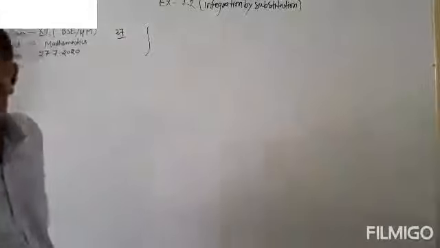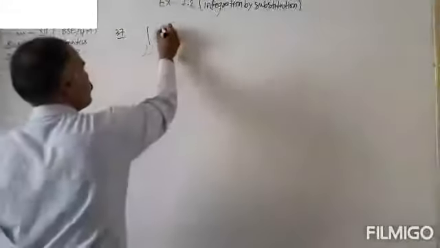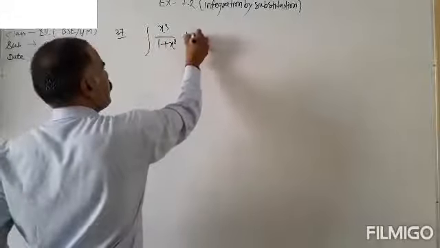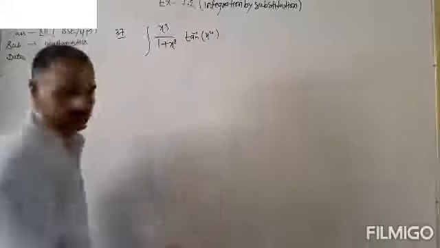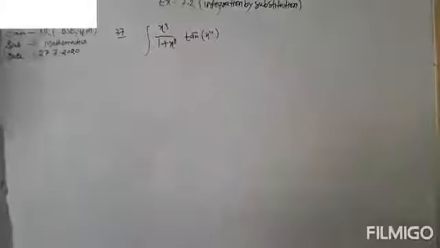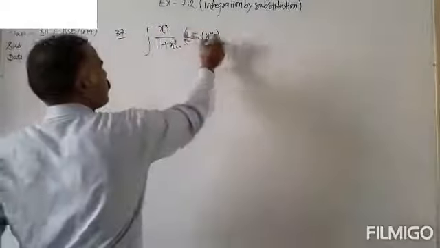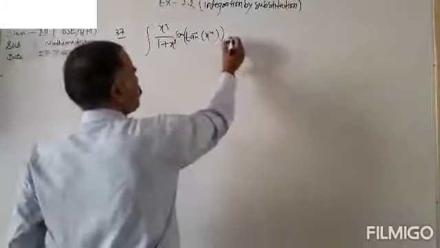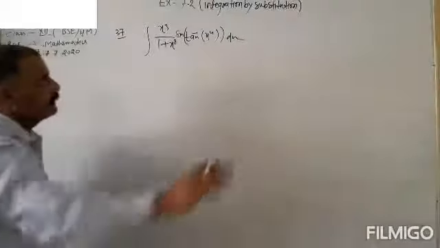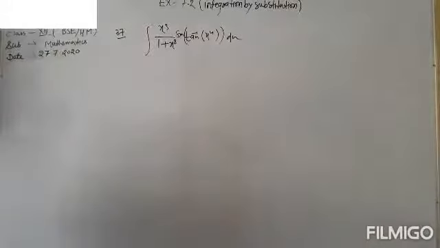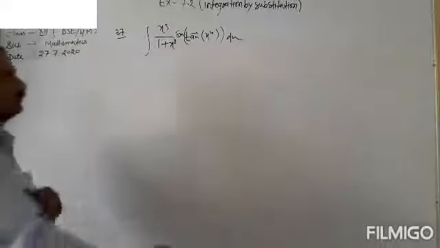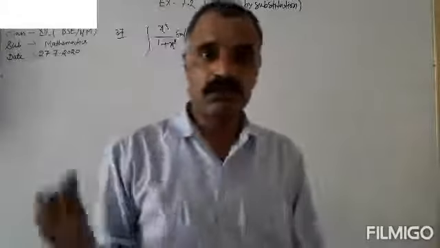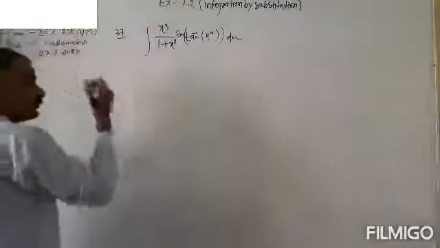Integrate x to the power 3 upon 1 plus x to the power 8, times sin of tan inverse x to the power 4, dx. This is the integration and you have to integrate this. So what we have to substitute.